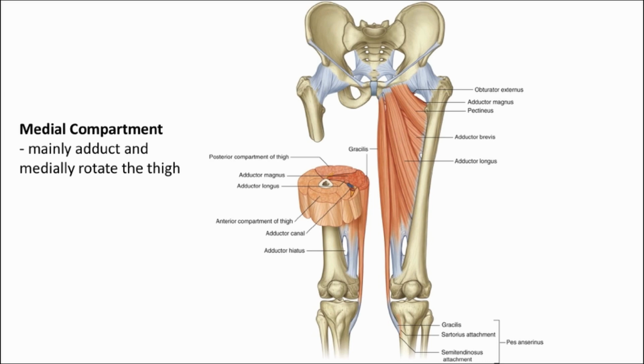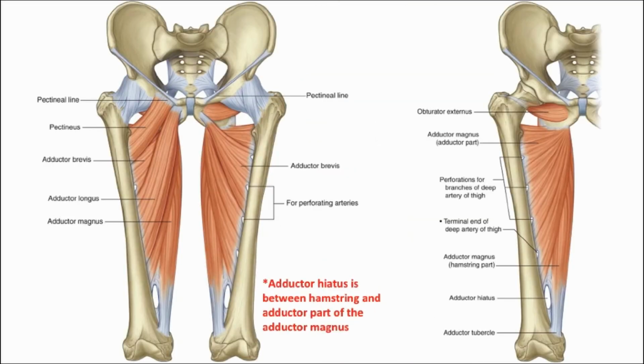And remember, as it comes down, it inserts onto the proximal shaft of the tibia, and it is sandwiched between the tendon of the sartorius in the front and the tendon of the semitendinosus in the back to form the pes anserinus, which we'll talk about a little later. A couple other muscles here that we want to talk about. We talked about it before, but we have the pectineus, which is right up here. It's a quadrangular muscle.